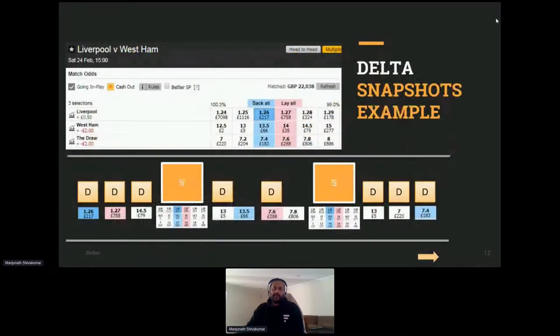As an example, we can probably see here a representation of a market view. This shows a Liverpool versus West Ham football match, or match odds market, on a Saturday afternoon. And the grid basically shows the different odds at which different amounts of money are available to bet on. The entire grid for this market represents basically one market view, or one snapshot, whereas the deltas can be the individual cells that you see.